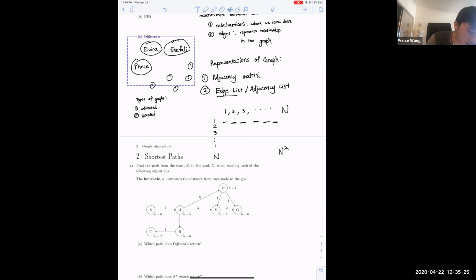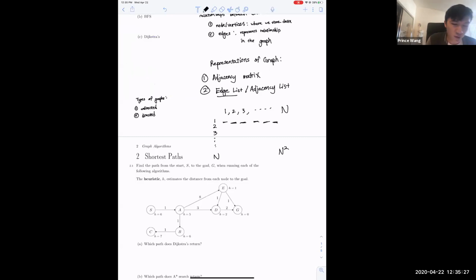So in that case, if we were to represent a graph with many vertices, so many nodes, but very few edges, then we're wasting a lot of space. So in this case, Ivina is correct that an edge list will be a more efficient way of storing a graph. But let's consider another case where you have very few vertices, but lots of edges. In this case, which one will actually be more efficient?